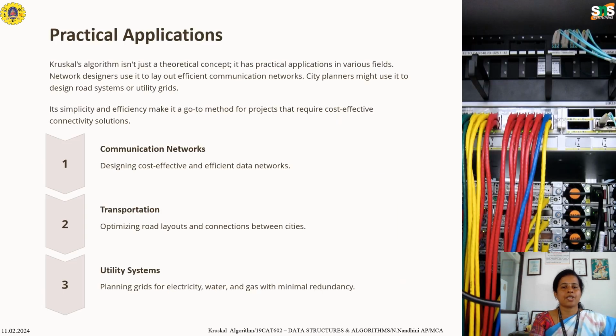Now the practical applications where we apply the Kruskal algorithm in real cases. The first one is communication networks. If you are going to design a data network, it is efficient. The next one is transportation. Whenever we are constructing a road map, it is mainly used to find the minimum distance between cities. The last one is utility systems like electricity, water and gas. If you are going to plan the grid, you use the Kruskal algorithm to construct the spanning tree.